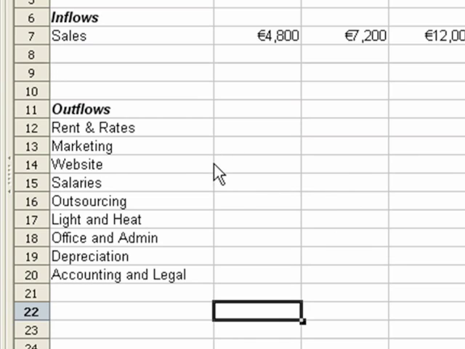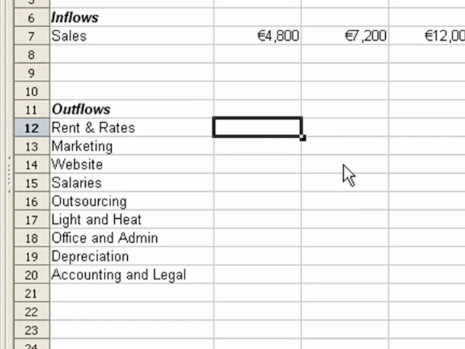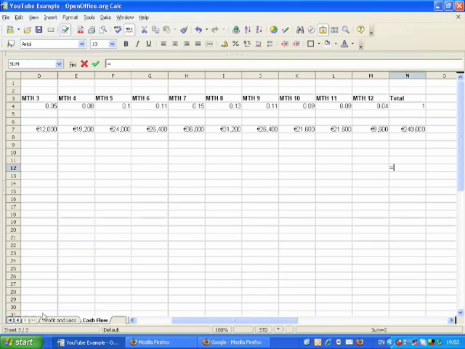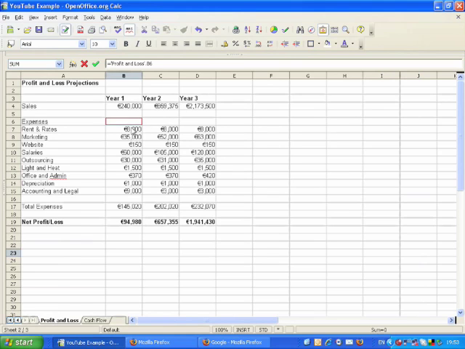Remember, our depreciation, we don't have that in our cash flow, so we have to get rid of that when we come to looking at it. So remember that for future times. Okay, now what we're going to do is we're going to look at the profit and loss account, import the figure in for rent and rates for year 1.